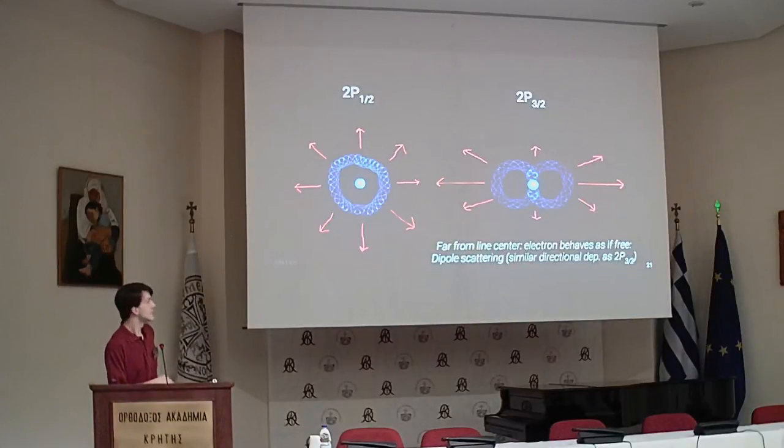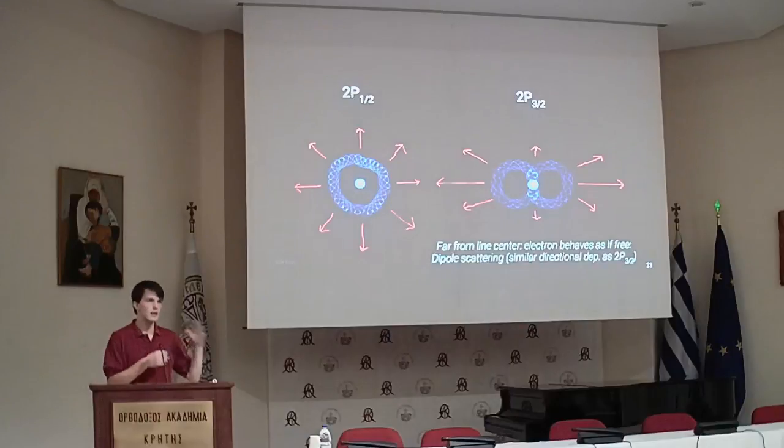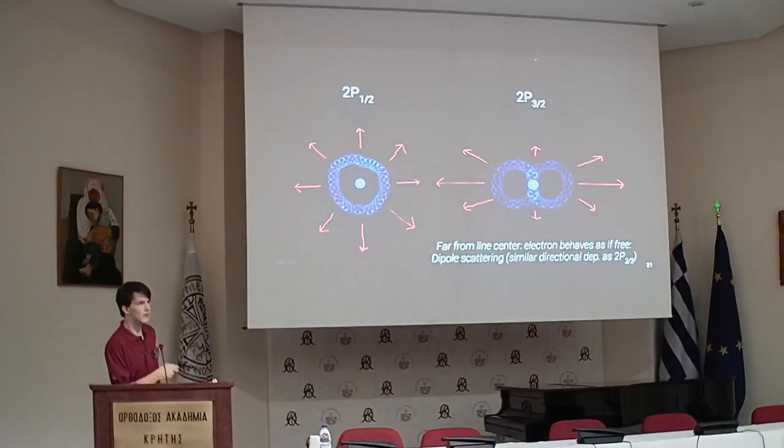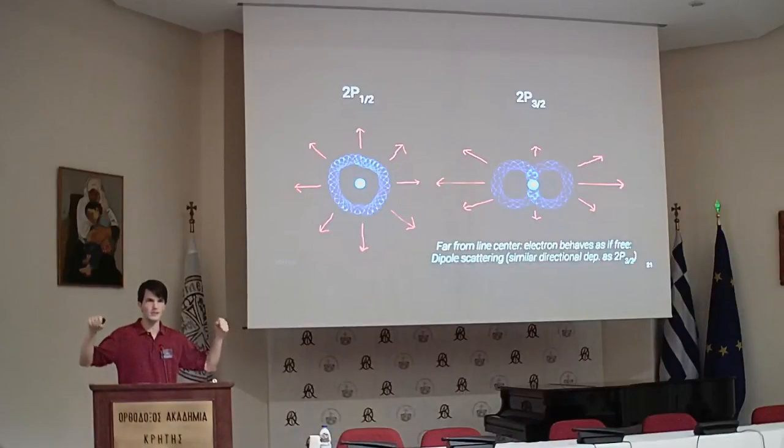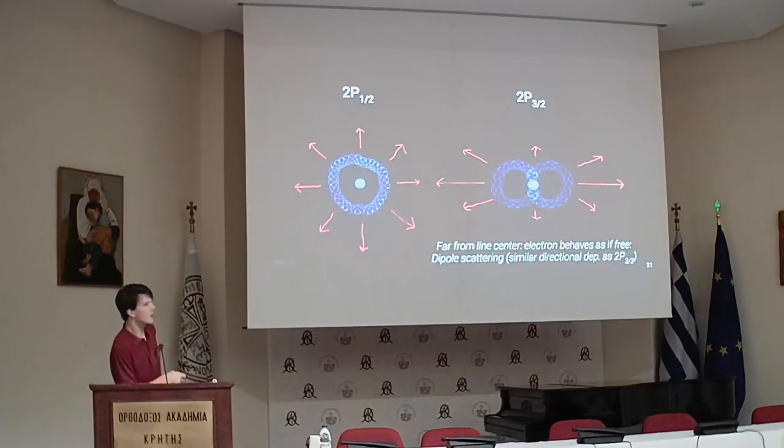You have the two possible excited states that Lyman alpha photons can scatter to: 2p1/2 or 2p3/2. The 2p1/2 excited state is symmetric, so it doesn't care about the direction or polarization of the incoming photon. But scattering to the 2p3/2 state depends on the incoming polarization of the photon. If you scatter in certain directions in the 2p3/2 state, or just further out in the wing, you can also get some polarization from unpolarized photons through scattering on this level.